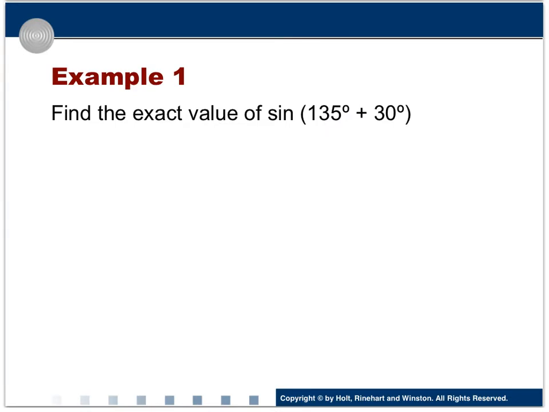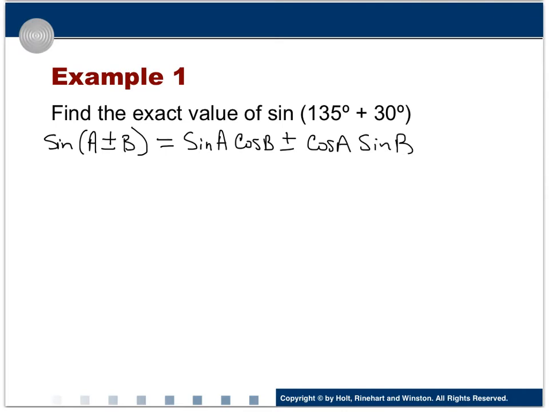We've already got it split for you, so we're going to find the exact value of sine of 135 degrees plus 30 degrees. I'm going to write the formula slightly differently because this is how you're going to see it in most texts. We'll use A, and it'll be plus or minus B, so that equals sine of angle A times cosine of angle B plus or minus cosine of angle A sine of angle B.